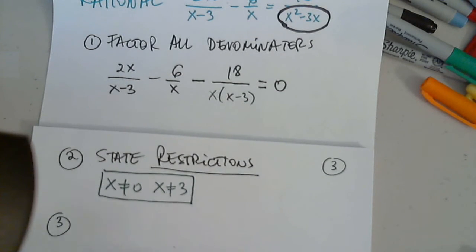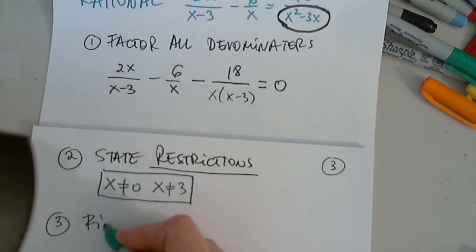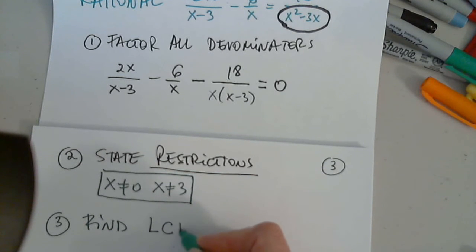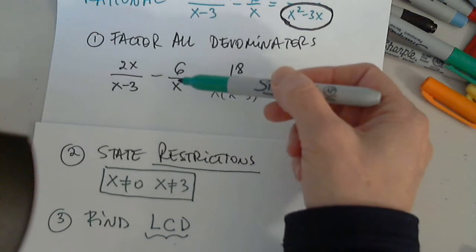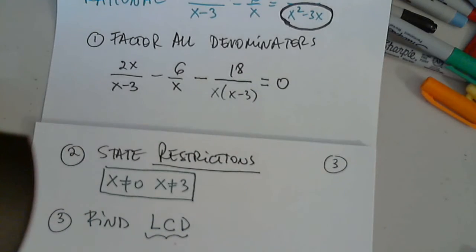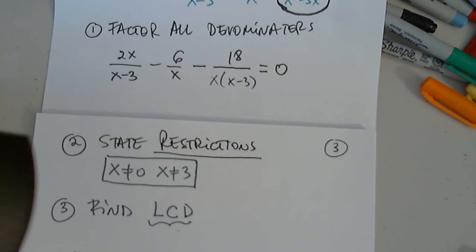In step 3, I recommend find the LCD, the least common denominator. So I draw a long fraction line, the equal symbol, and 0. Can anyone give us the least common denominator of x minus 3, x times x minus 3? It was perfect, but I couldn't hear it. So I said x into parentheses x minus 3. Great job, Zana. Thank you.